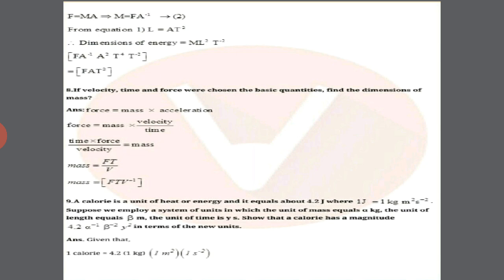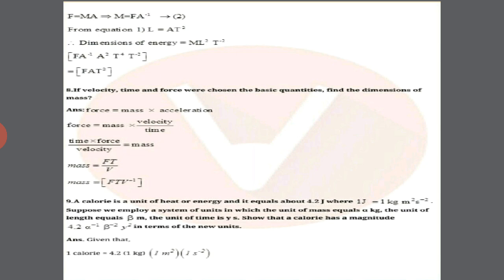Next question is, a calorie is the unit of heat or energy and it is equal to 4.2 joule, where 1 joule is equal to 1 kilogram meter square second minus 2. Suppose we employ a system of units in which the unit of mass is equal to alpha kilogram, the unit of length is equal to beta meter, and the unit of time is gamma seconds. Show that a calorie has a magnitude of this in terms of new units.